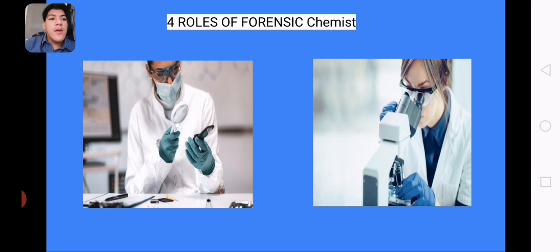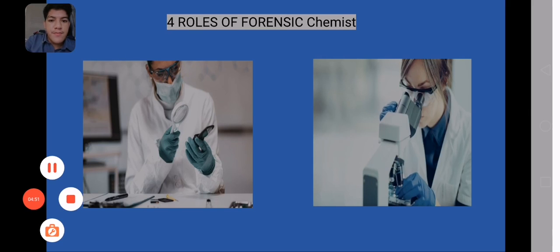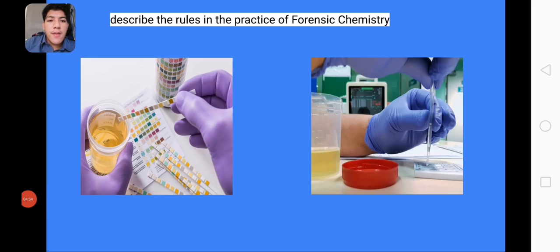Third, the pressure from law enforcement personnel to speed results can be intense, so the forensic chemist must be able to prioritize well and work efficiently while ensuring that the results are accurate. And fourth, testifying in court requires strong communication skills, including the ability to remain calm in the face of cross-examination and explain complex scientific procedures in a manner juries can understand.